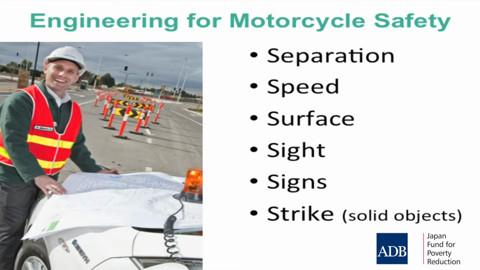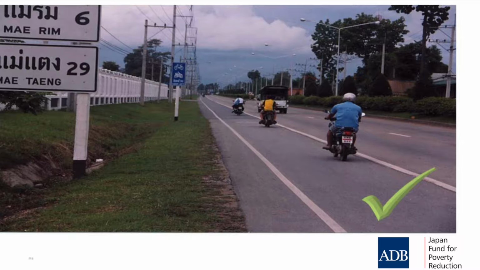I put there the word strike. I wanted to use all S's. Strike means objects that you hit, solid objects that you strike. They are very dangerous for motorcyclists, and I will show you examples. Let's have a look at some actual road environments in some of your countries, and we'll look at what's good, and we'll look at some things that may be not so good.